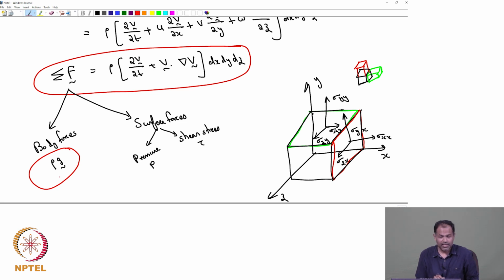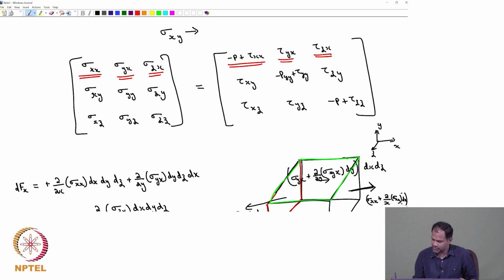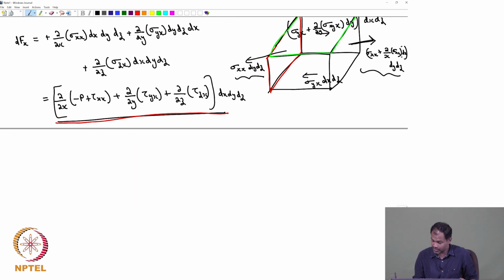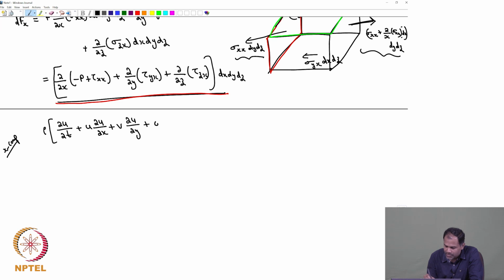So, there is a rho g that we have from the body force, and then we have a shear stress term that is going to come here. So, we can now use all this and simplify and write down our momentum equation as rho times, if we write down the x component, dou u by dou t plus u dou u by dou x plus v dou u by dou y plus w dou u by dou z.